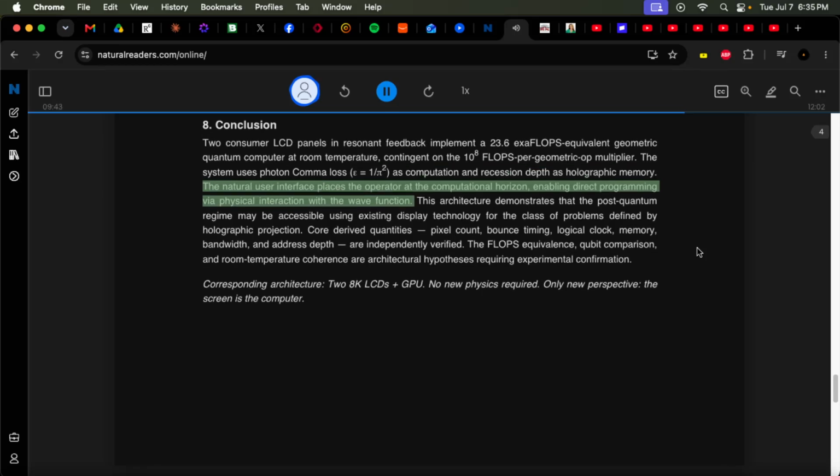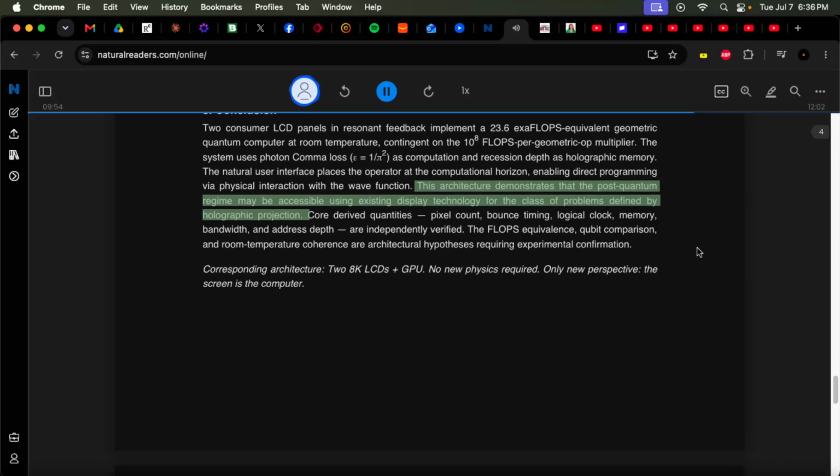The natural user interface places the operator at the computational horizon, enabling direct programming via physical interaction with the wave function. This architecture demonstrates that the post-quantum regime may be accessible using existing display technology for the class of problems defined by holographic projection.